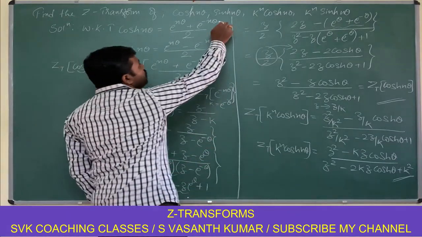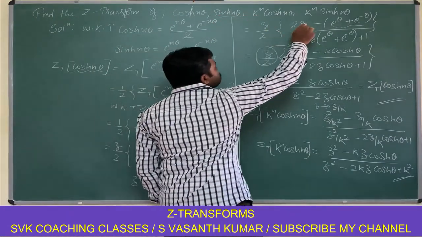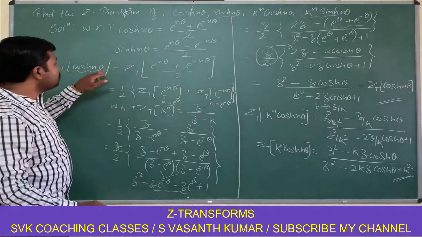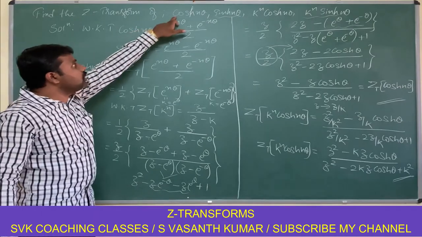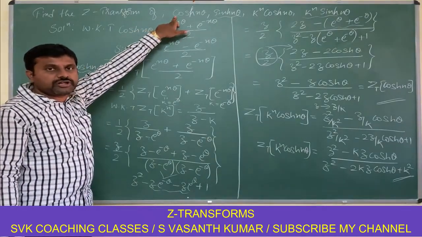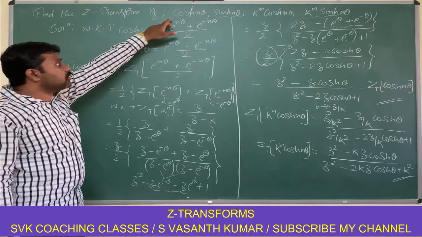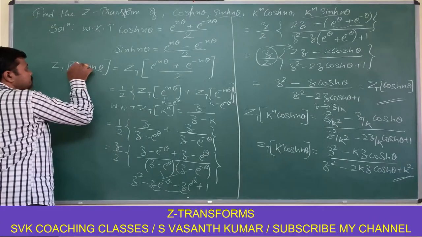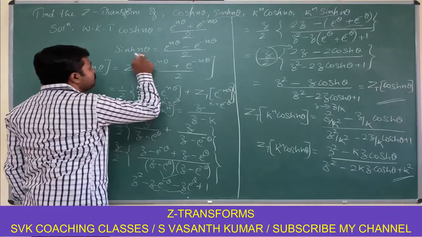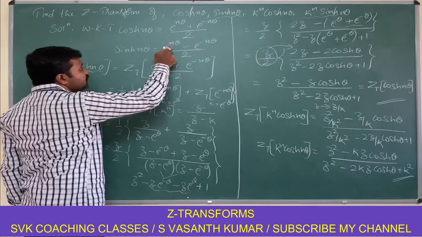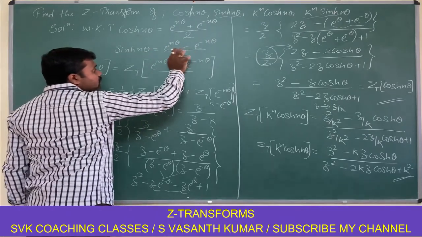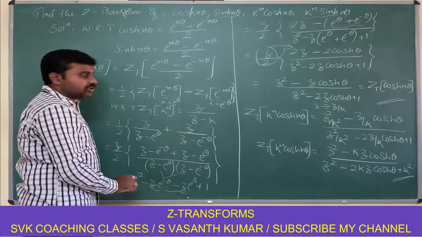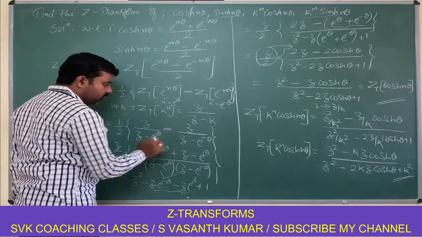Now we want to find Z transform of sin h n theta, and Z transform of k power n sin h n theta, right? So it is very simple. Once you know how to solve Z transform of cos hyperbolic function and k power n cos hyperbolic function, here just replace sin by cos. You know that sin h n theta is given by e power n theta minus e power minus n theta. So just replace the minus sign here. By linearity property you are going to get the minus sign. So therefore here also you are going to get a minus sign.